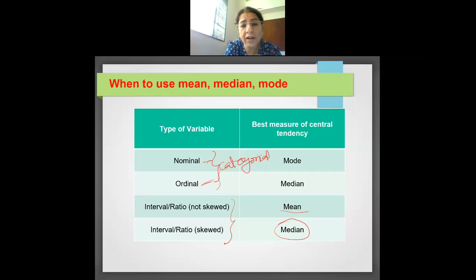So when your data is categorical and it is nominal, what option do you have? You have only the option to calculate mode, because median needs ordering: ordinal data you can order, nominal data you cannot order. So it's not possible to calculate median here. When your data is ordinal, you go in for calculating median. So identify your data properly and then find out which central tendency gives a good picture of your data.